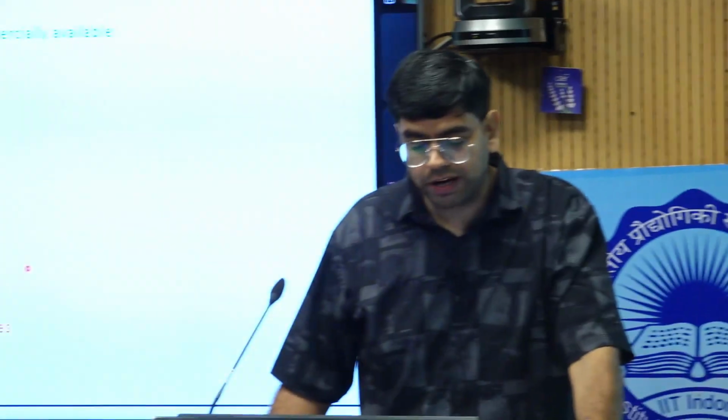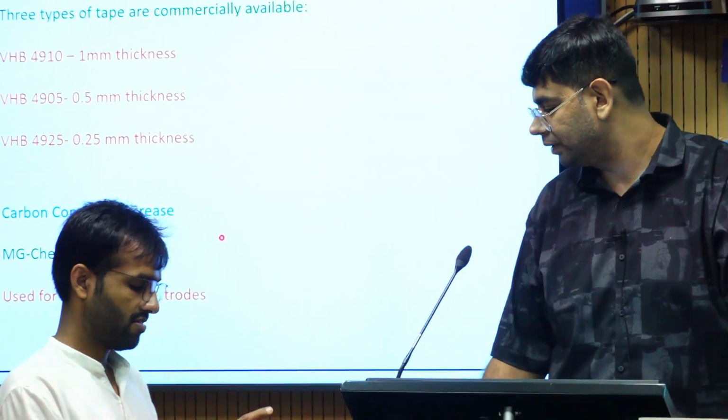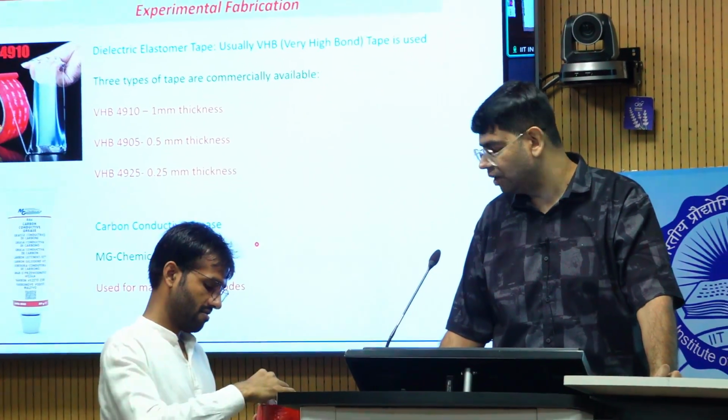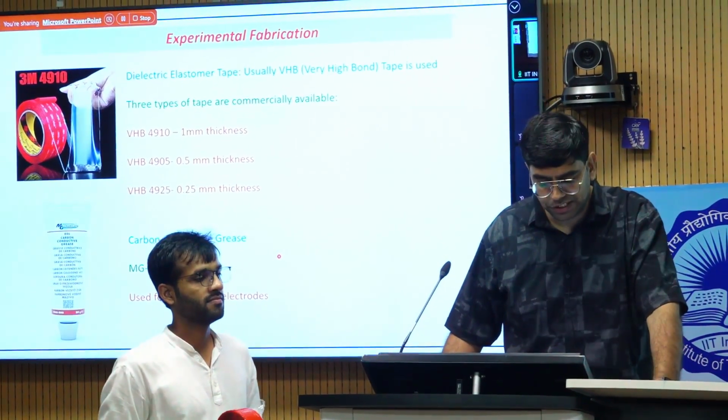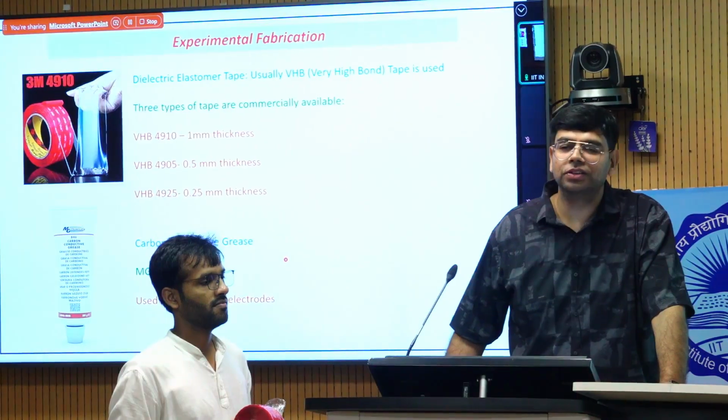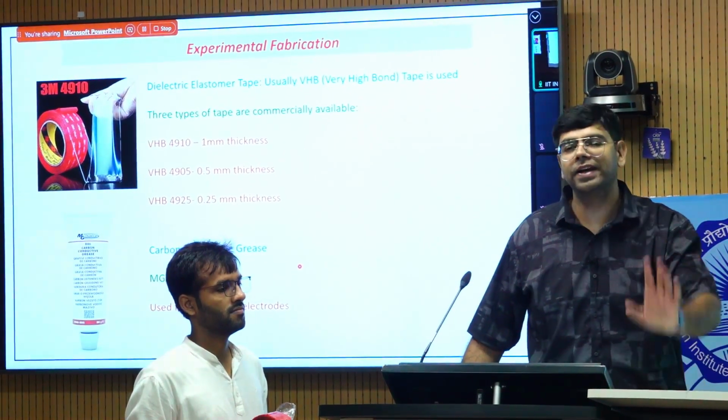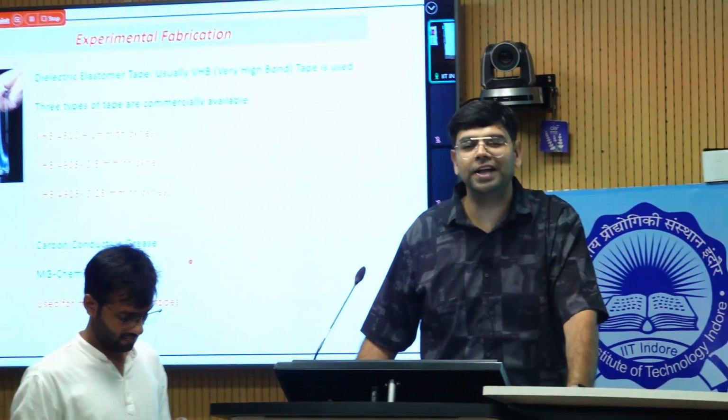The dielectric elastomer, basically, we are using 3M 4910. That 3M is yours? This is Chinese. Okay. I will tell you one distinguishing effect here. This VHB tape earlier was basically used for adhesive purposes. You can see, this was earlier utilized as an adhesive, basically for joining two or more components. It is an adhesive tape.